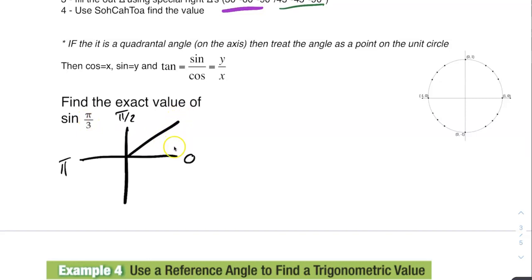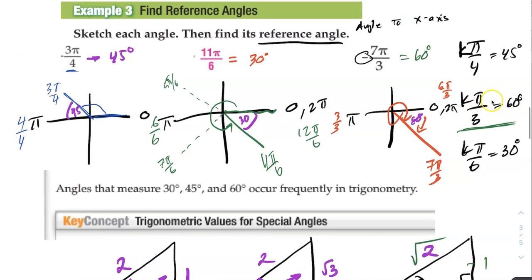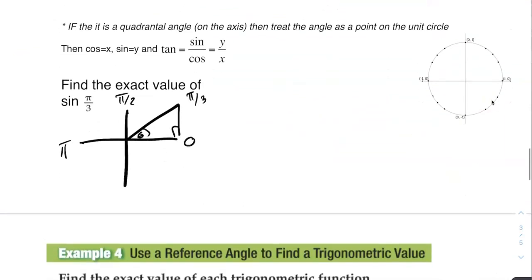You always want to go to the x-axis, never to the y. So you either have to go up or down to the x-axis. And you make a right triangle. The angle you're trying to find is always the inside one. Now it's pi over 3, so I should automatically know the reference angle. That's the key thing about radians. When it's over 3, it's automatically 60 degrees. So I already know what this triangle is. It's 60 degrees.